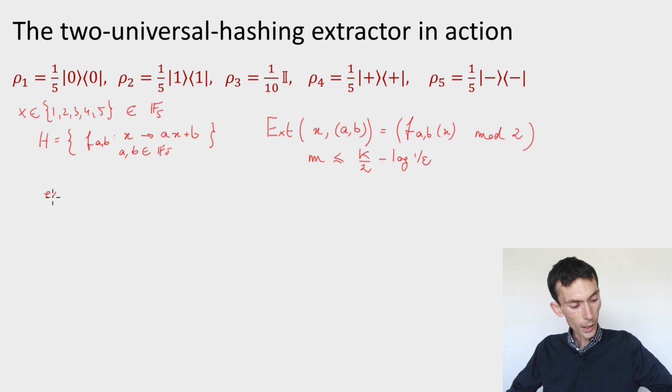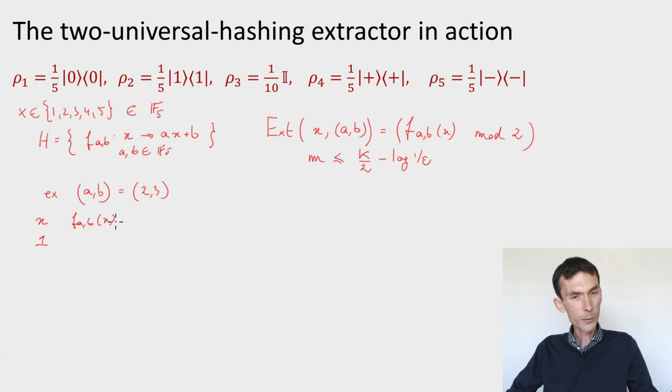So let's take an example choice of a seed that's random. Let's take A and B to be equal to 2 and 3. And let's do the computation. Let me write a little table. Let's have the different values of x. So let's say x is 1. Then what is FAB of x? I have to take twice x plus 3, so this gives me 5. 5 in F5 is just 0. And the output of the extractor will be this mod 2, which is again just 0.